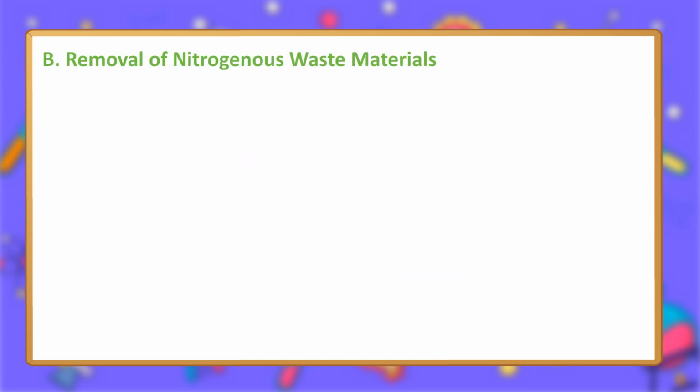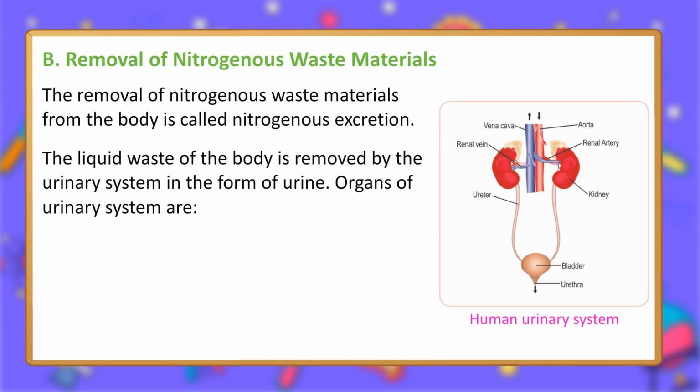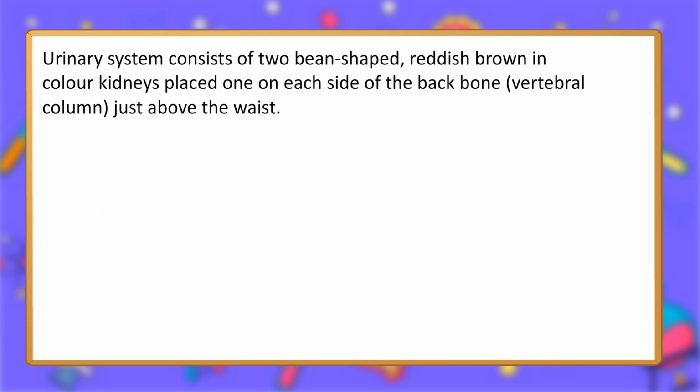B. Removal of nitrogenous waste materials. The removal of nitrogenous waste materials from the body is called nitrogenous excretion. The liquid waste of the body is removed by the urinary system in the form of urine. Organs of urinary system are: 1. 2 kidneys, 2. 2 ureters, 3. 1 urinary bladder, 4. 1 urethra.